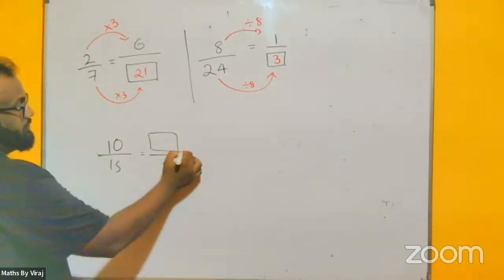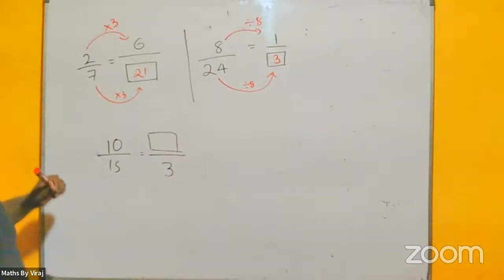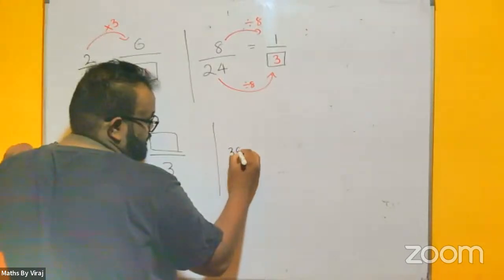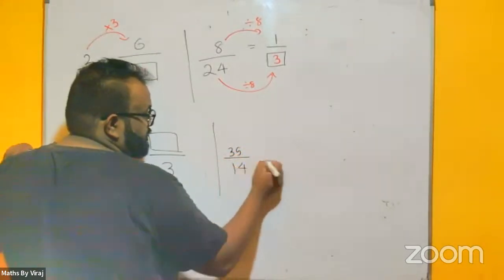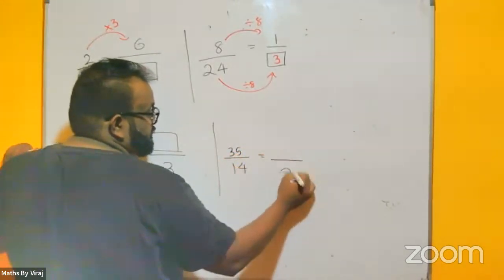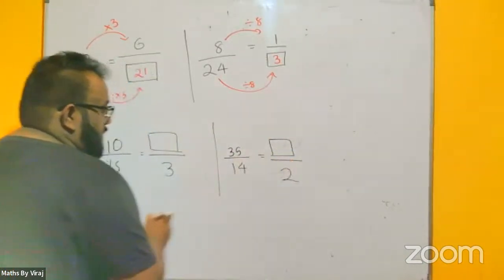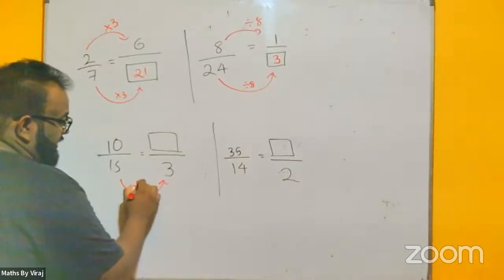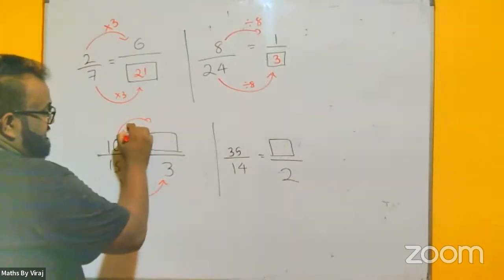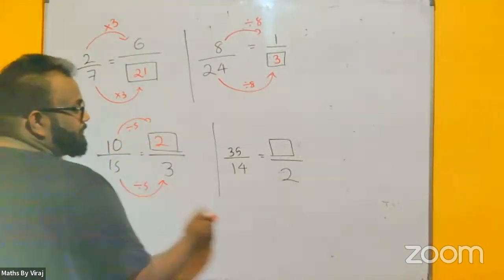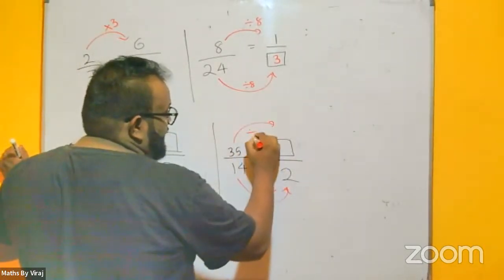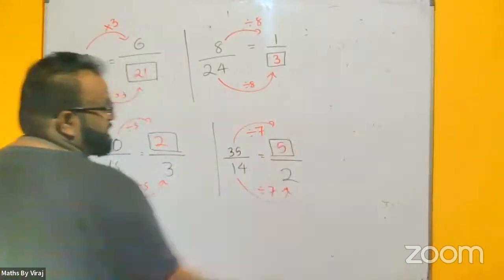10 or 15? What is the answer on top, children? Tell me now. We understand that 15 is divided by 5 to become 3. Hence, 10 divided by 5 is 2. 14 divided by 7 is 2. 35 divided by 7 is 5.